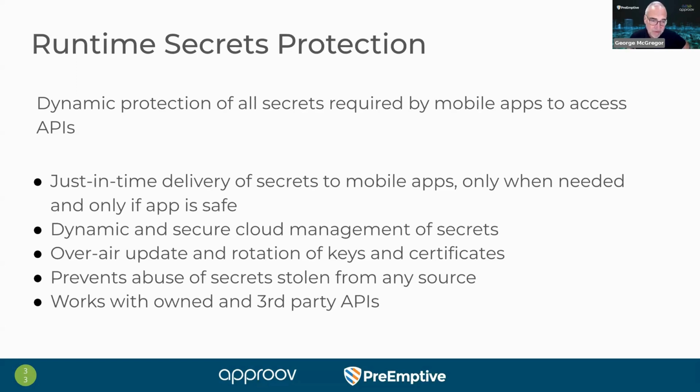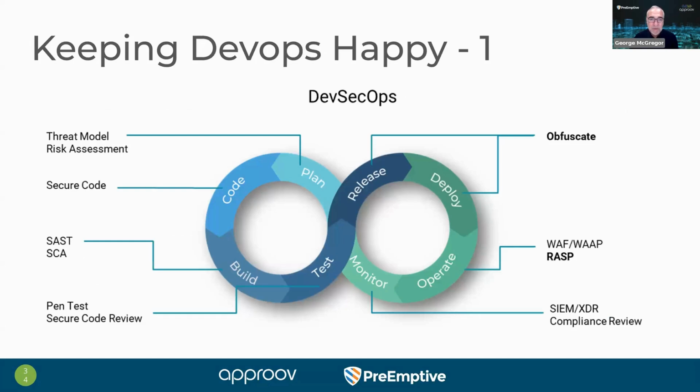So, for example, if there is a breach of keys from somewhere, you can immediately rotate them. You don't need to update the app code. So this is another really key piece in the puzzle, if you like, that protects your running app. So moving on, one of the other key things about any kind of security solution is keeping the DevOps team happy. So John, do you want to talk a little bit about this?